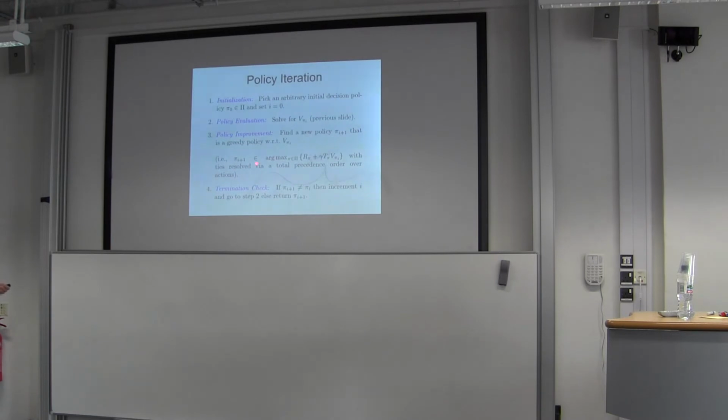Now the beautiful result is basically if pi i plus 1 equals pi i, right, if the policy is greedy with respect to the value function derived from it, you know you've reached a fixed point, and you can terminate. And if the new policy doesn't match the previous one, then you know you haven't reached a fixed point, and you iterate. So basically, you can show that V pi is strictly increasing. And you know, again, modulo the issue of duplicate actions.